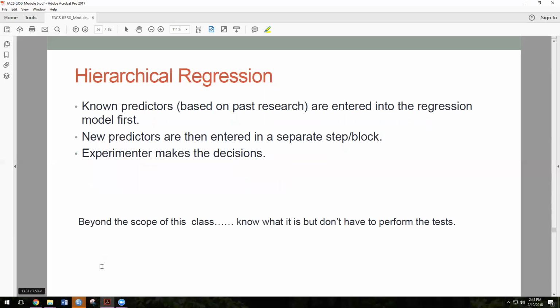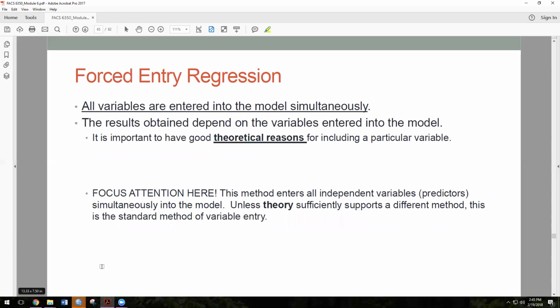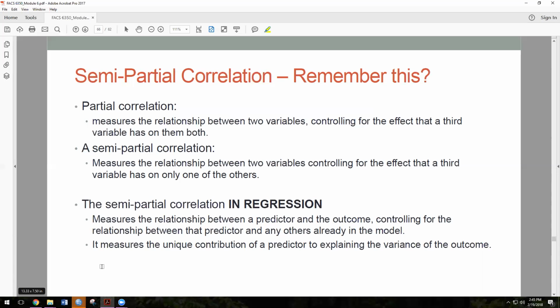So with hierarchical regression, the experimenter makes the decisions. You need to know what hierarchical regression is and that you have a hypothetical reason for doing it, but we're not actually going to conduct these tests. And then with stepwise, again, this is a very highly mathematical procedure, and so your computer is the one that uses an algorithm to select the variables. Forced entry is where we're focusing all of our attention, and this is putting in all of your independent variables at once, simultaneously, into the model.